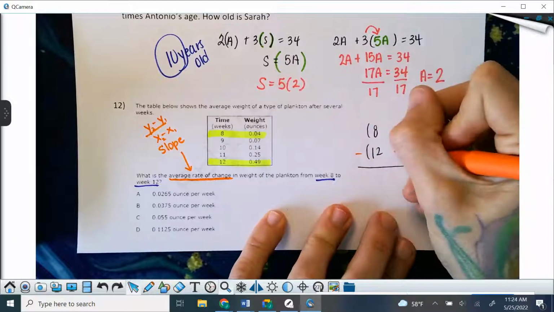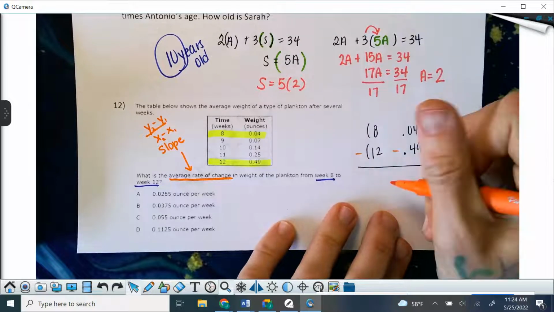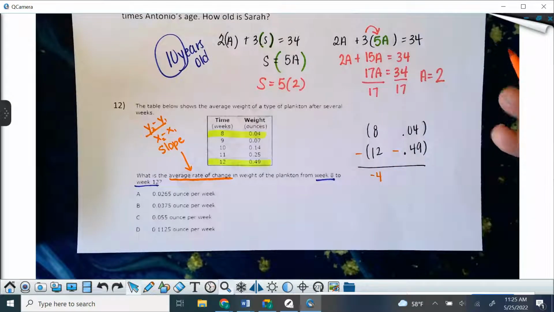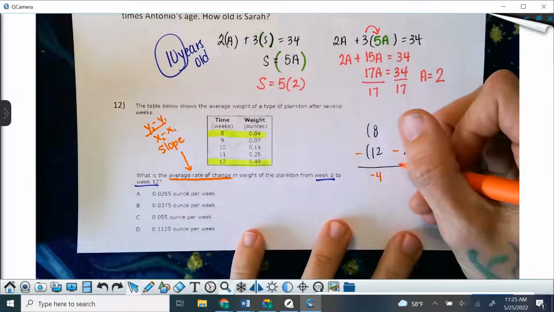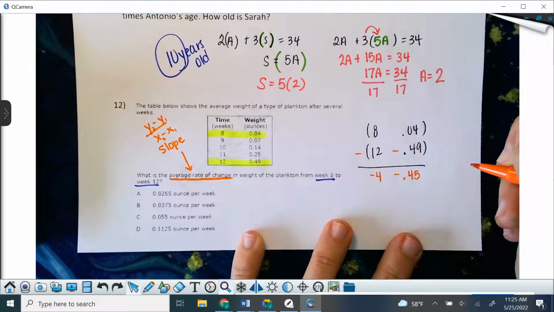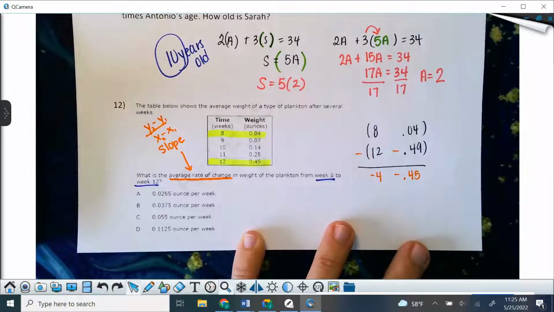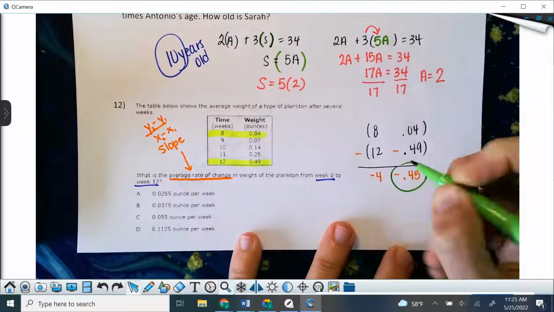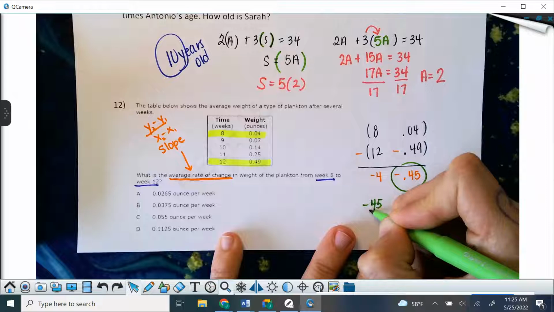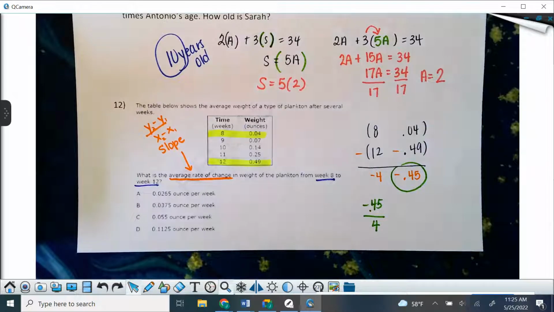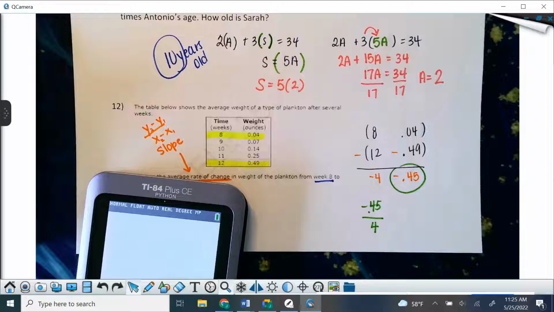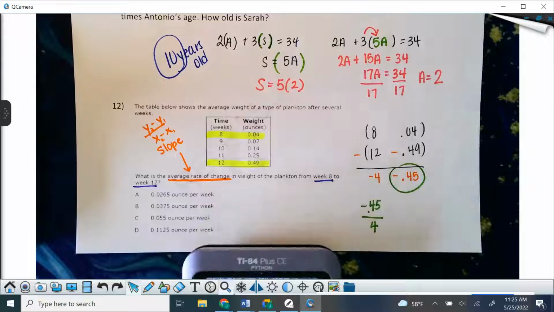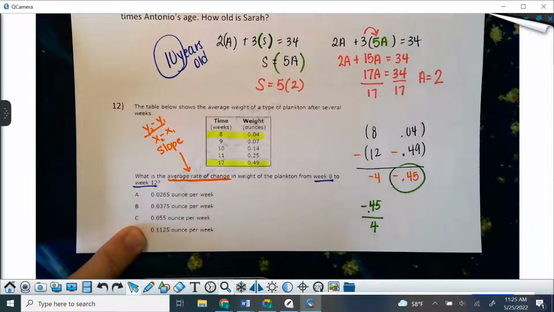Stack them, subtract them. So 8 minus 12 gives me a negative 4. 0.04 minus 0.49, I'm going to give you a negative 0.45. So I stack them, subtract them, y goes on top. So negative 0.45 divided by 4. Definitely want to plug that in your calculator. Negative 0.45 divided by 4 is 0.11.